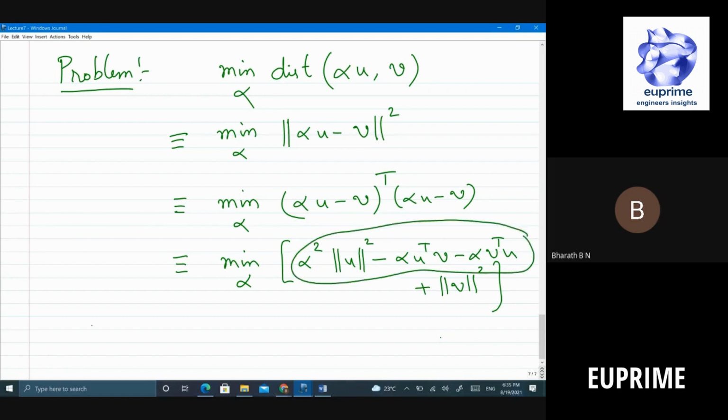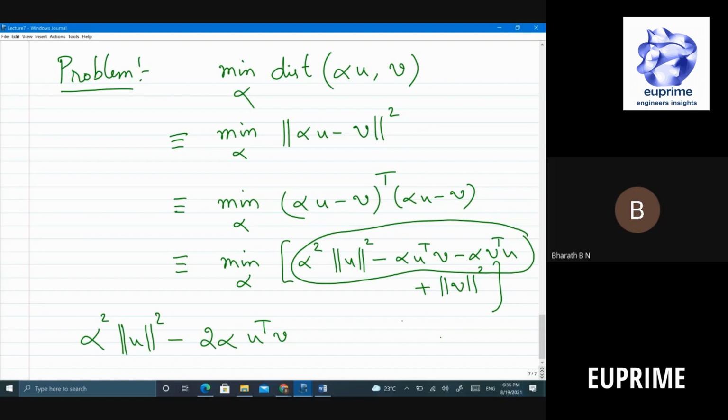What kind of function is this? Let me write that: alpha squared norm of u squared minus 2 times alpha u transpose v. u transpose v is the same as v transpose u, right? So that's why it's 2 times. I want to minimize this with respect to alpha. So if you plot this against alpha, how does it look? Yeah, it's a parabola, so it's a quadratic, right?